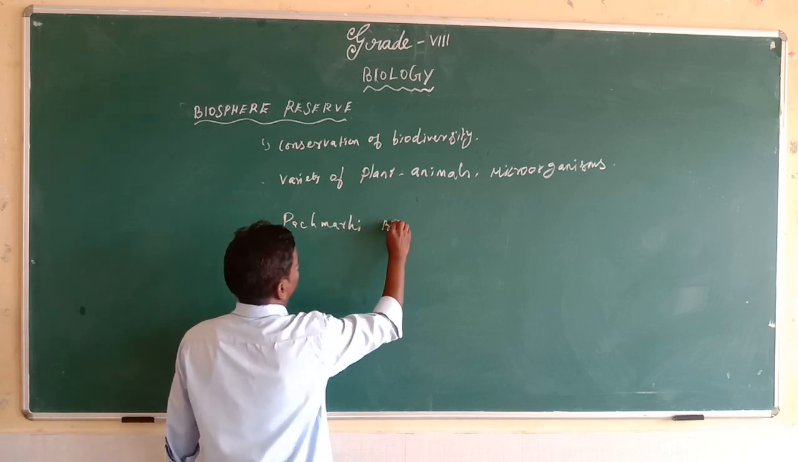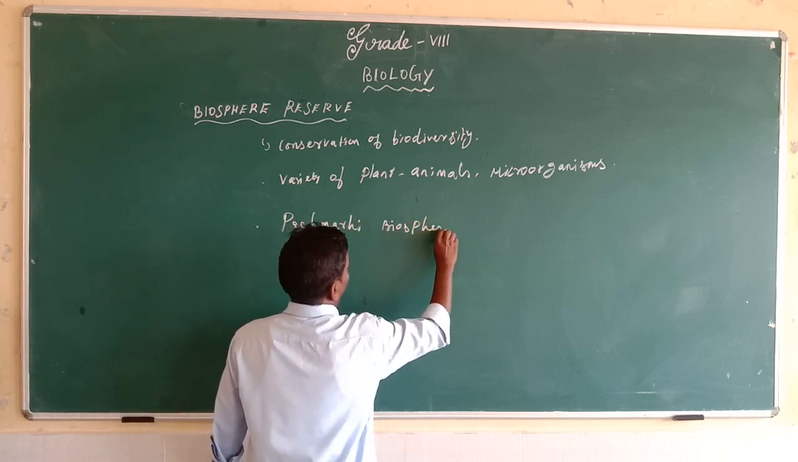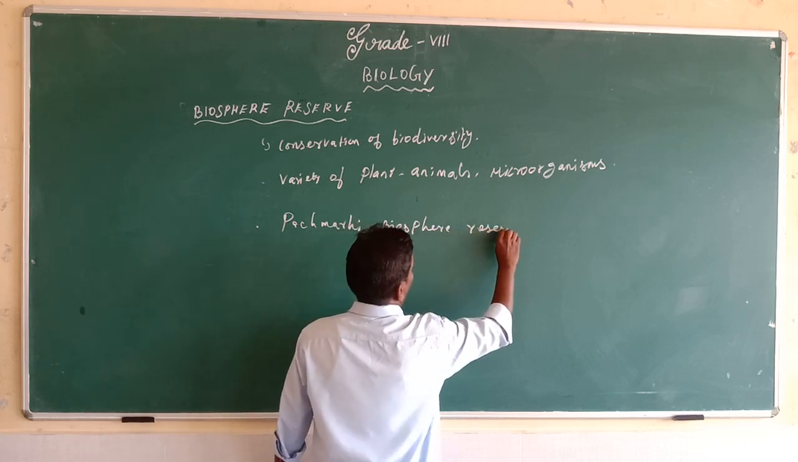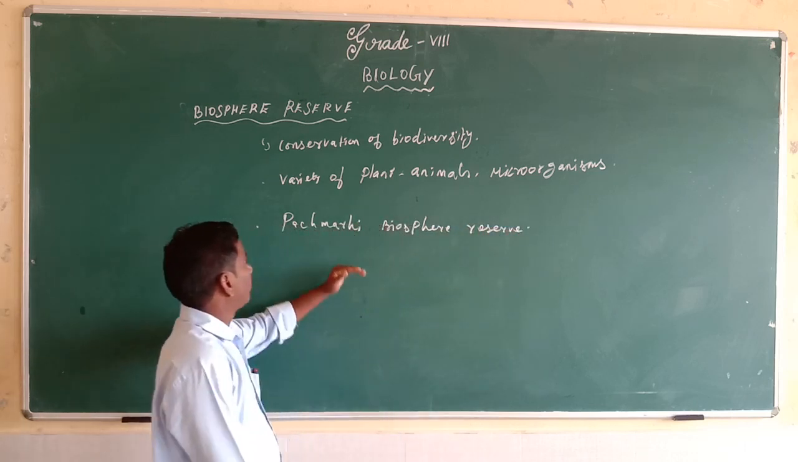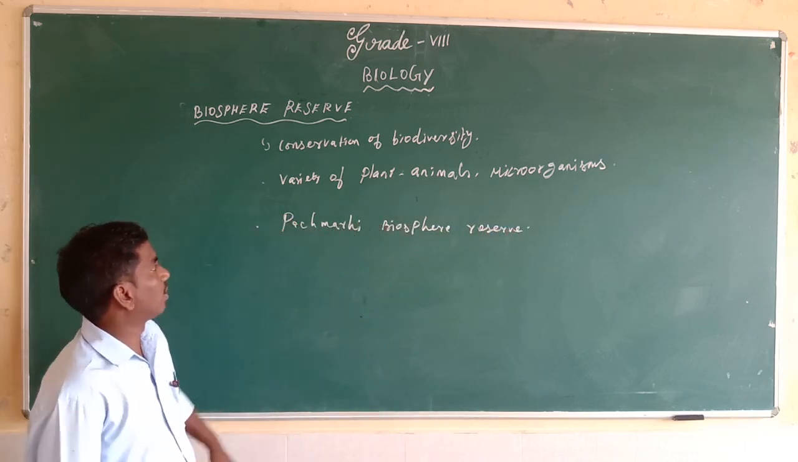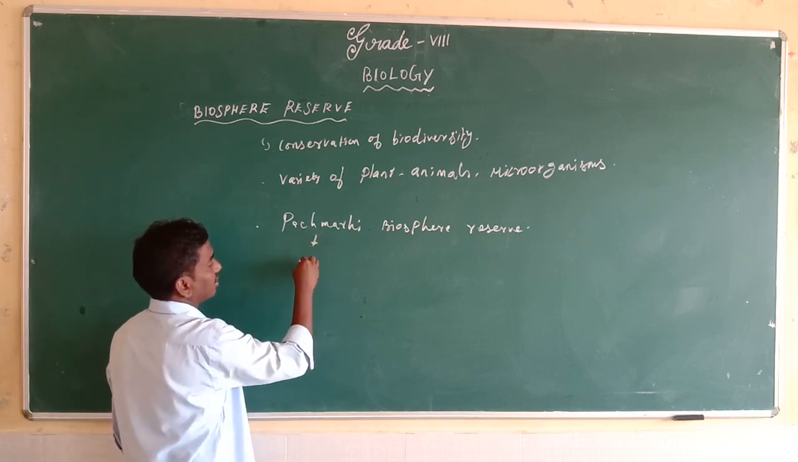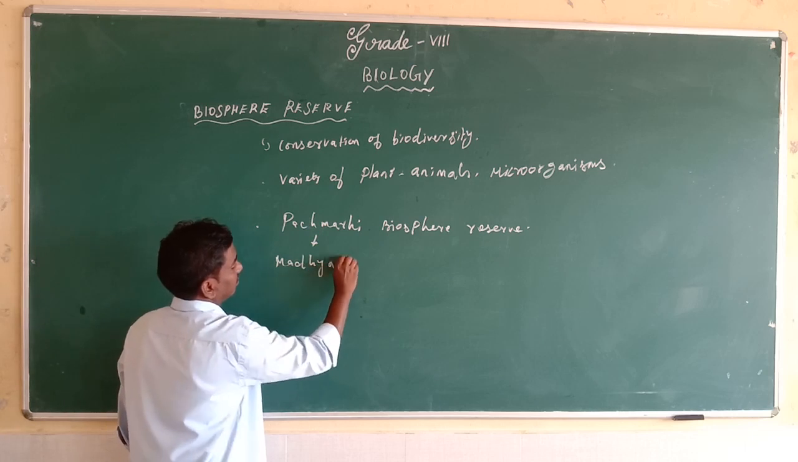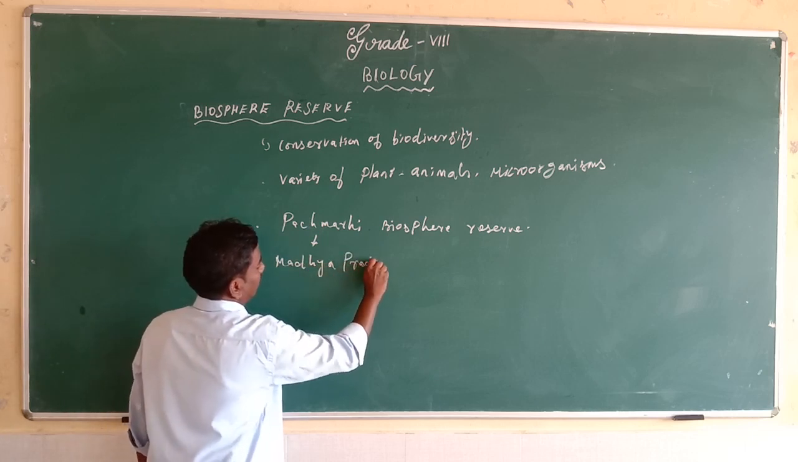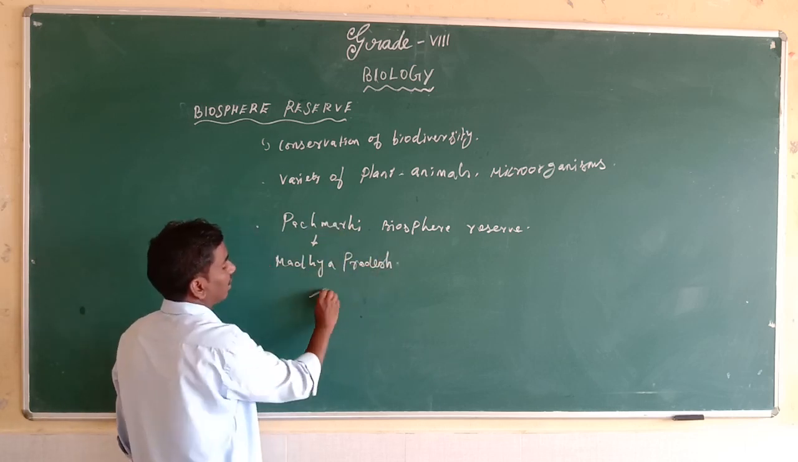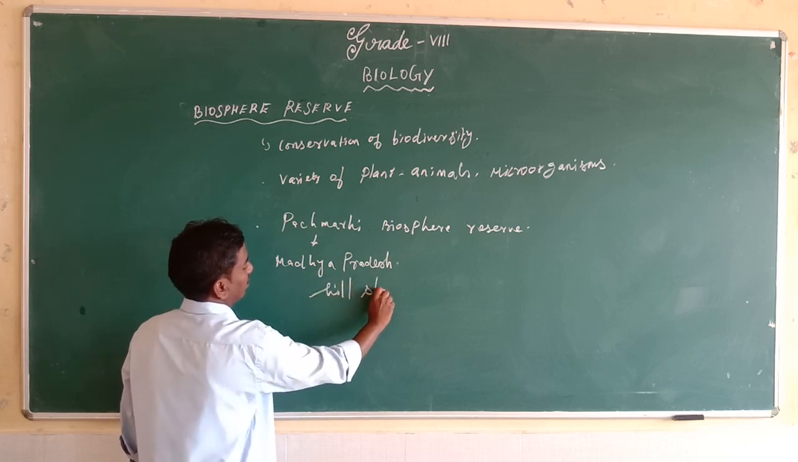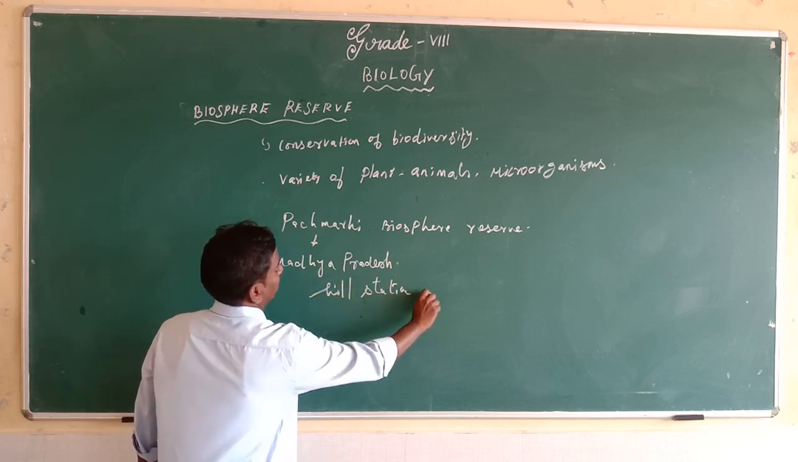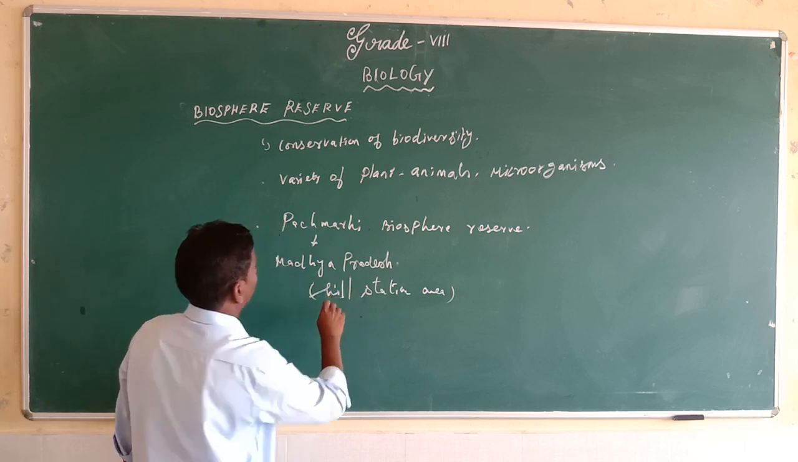The next one, the Pachmarhi biosphere reserve. It is one of the biosphere reserves. Pachmarhi is located in Madhya Pradesh, because it is a hill station area.